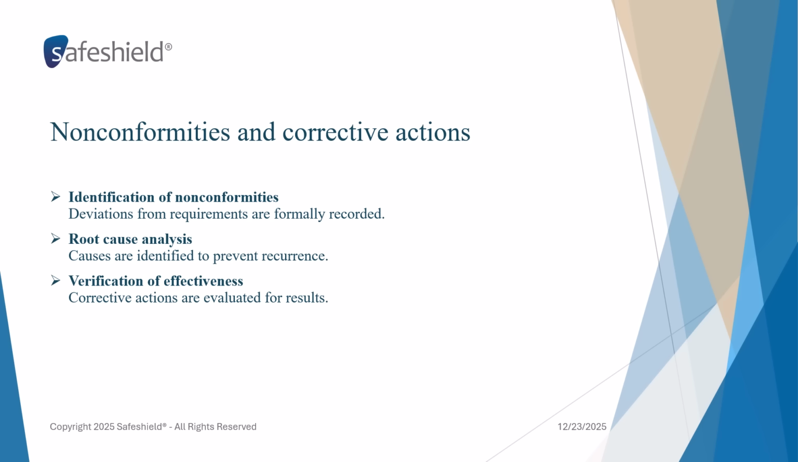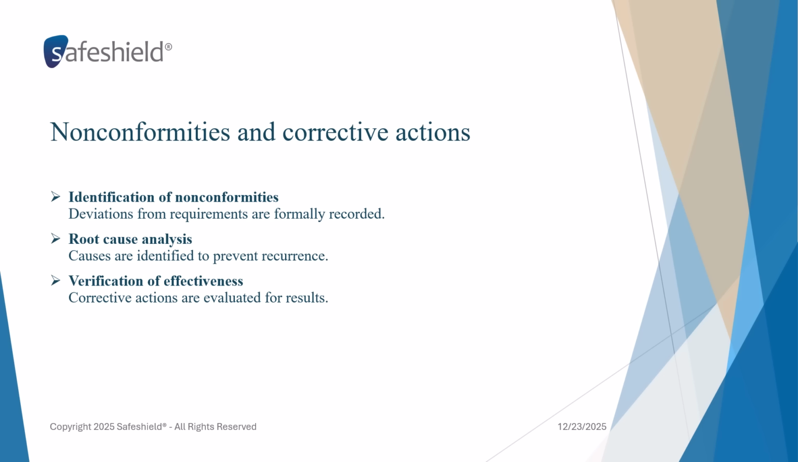Nonconformities occur when requirements of ISO 42001, internal policies, or defined controls are not fulfilled. The standard requires organizations to respond to nonconformities in a structured and timely manner. This response includes taking action to control and correct the issue, addressing the consequences, and determining the root cause to prevent recurrence. Corrective action is therefore both a remedial and a preventive activity within the AIMS.